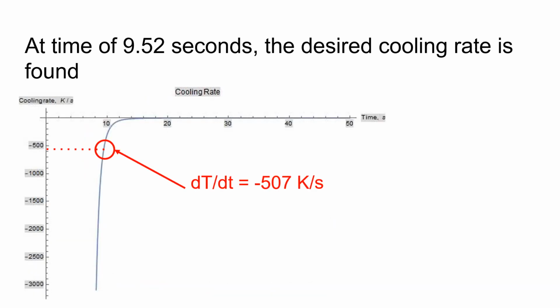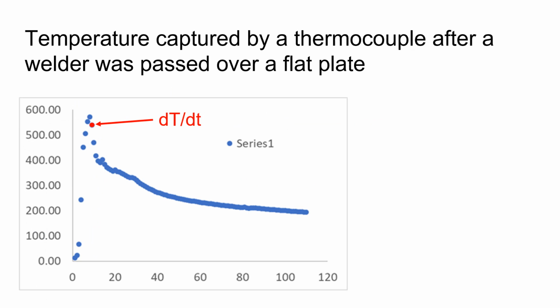We then use that time and put it into our cooling rate function to obtain a cooling rate of minus 507 Kelvin per second, or degrees Celsius per second. We then wanted to compare the cooling rate of our model with the cooling rate of our measured data, as shown in this graph.